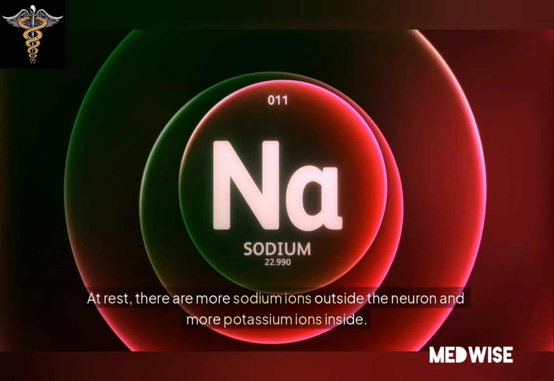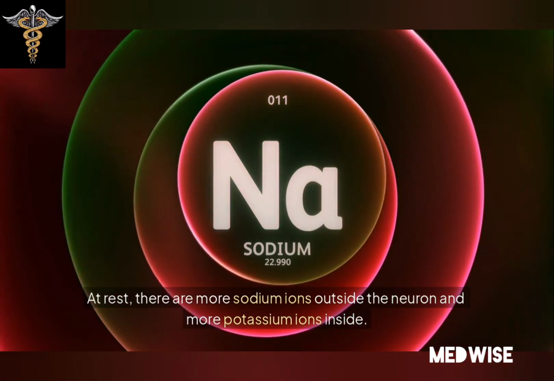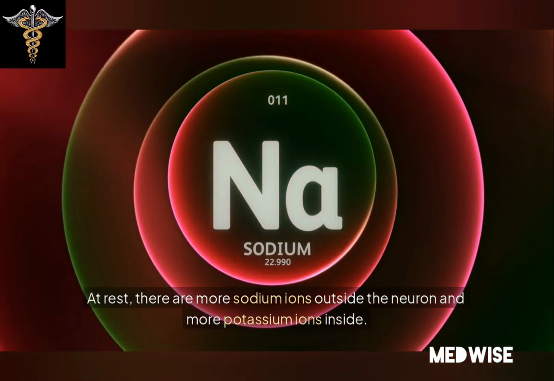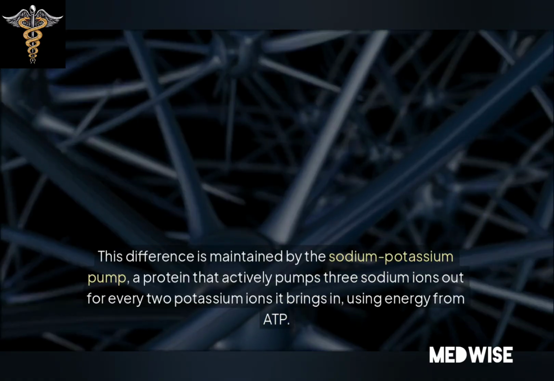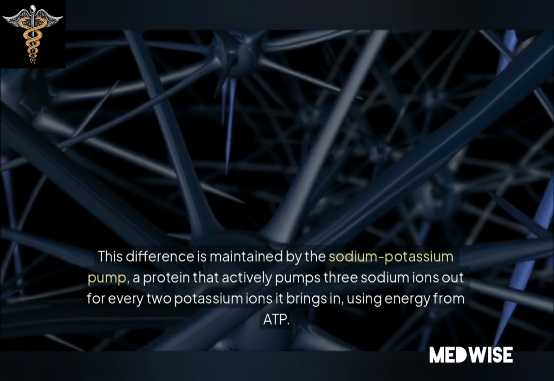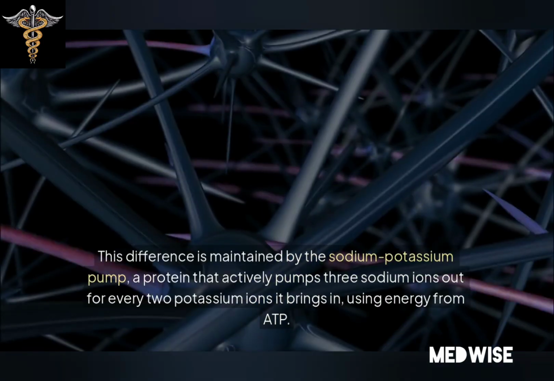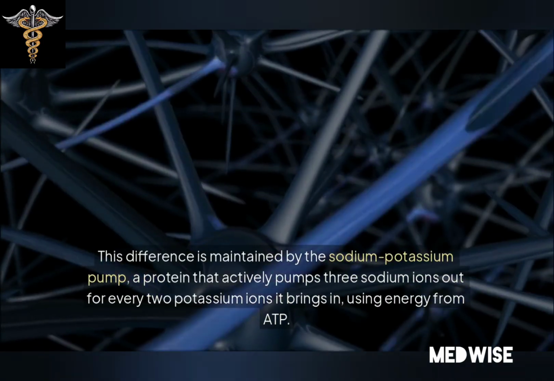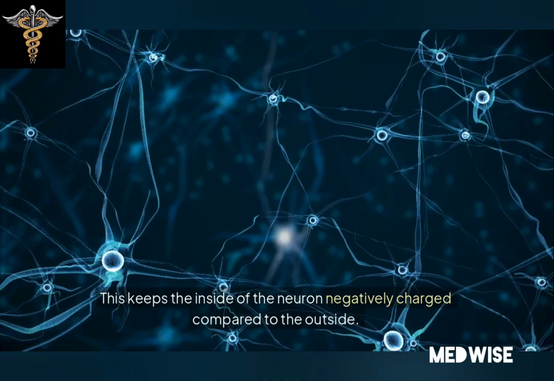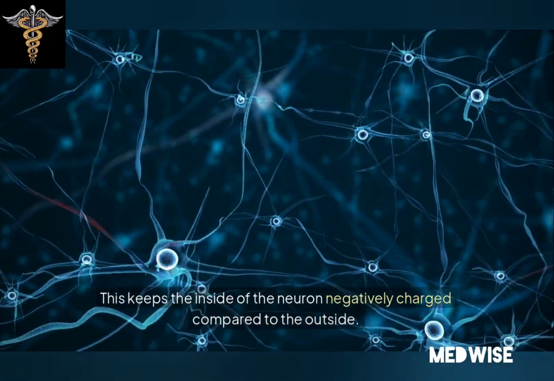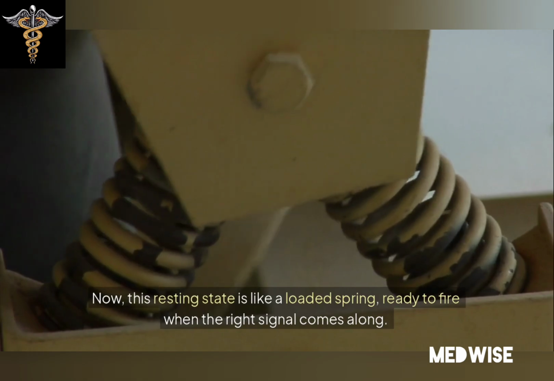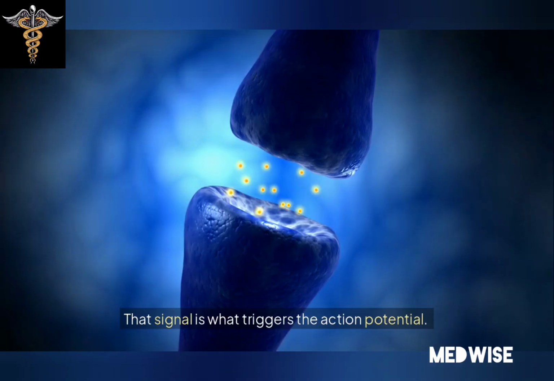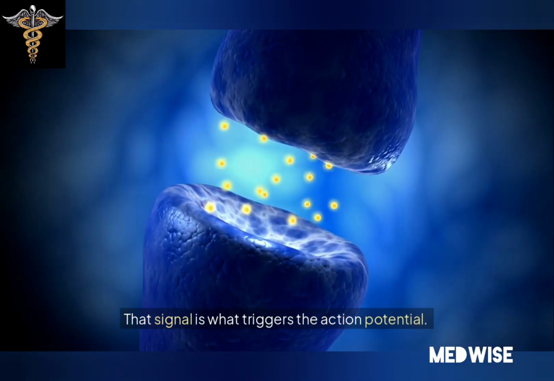At rest, there are more sodium ions outside the neuron and more potassium ions inside. This difference is maintained by the sodium-potassium pump, a protein that actively pumps 3 sodium ions out for every 2 potassium ions it brings in, using energy from ATP. This keeps the inside of the neuron negatively charged compared to the outside. Now, this resting state is like a loaded spring, ready to fire when the right signal comes along. That signal is what triggers the action potential.